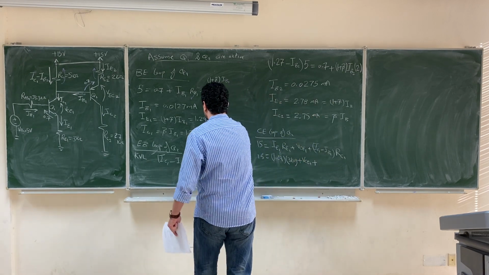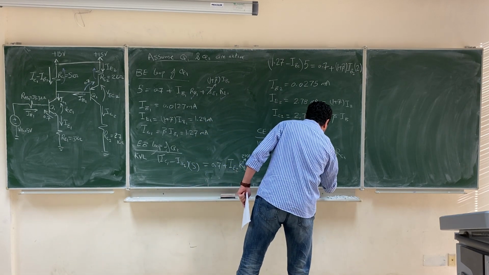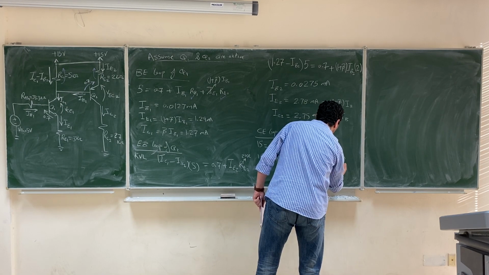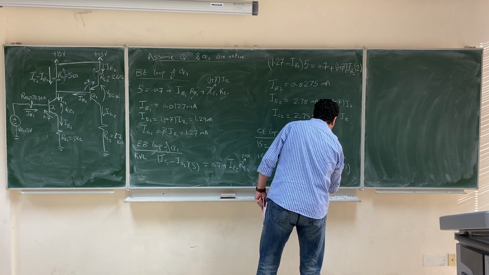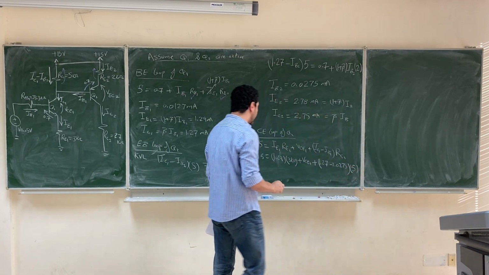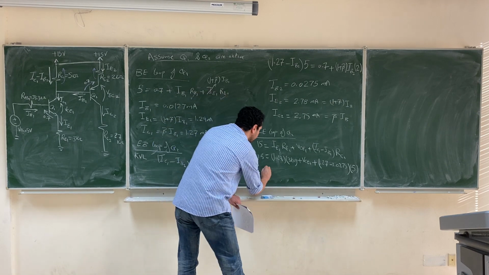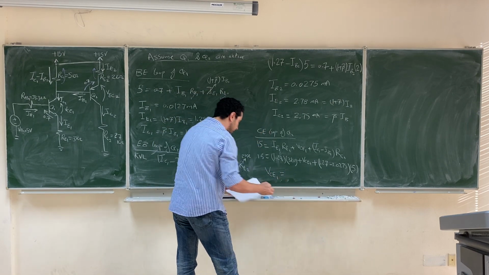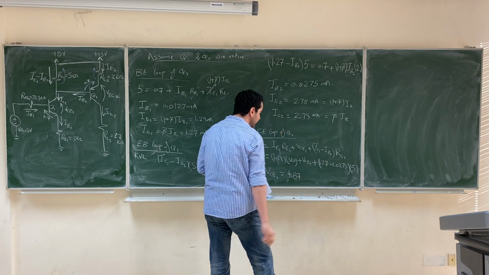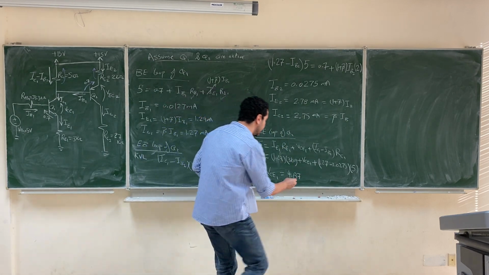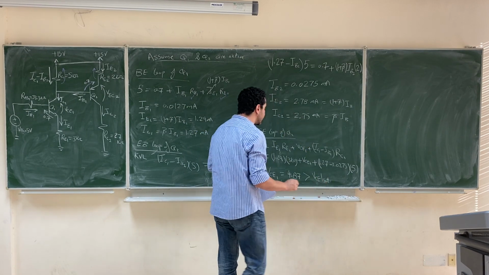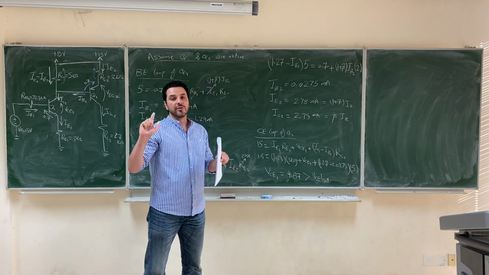IC1 minus I base 2: 1.27 milli, minus I base 2, which is 0.0275 milli, multiplied by RC1, which is 5 kilo ohm. Now the only unknown in this equation is VCE1. If you calculate VCE1, you will find that it is equal to 4.87, which is greater than VCE saturation, which is 0.2. Then our assumption for transistor number 1 so far is correct.